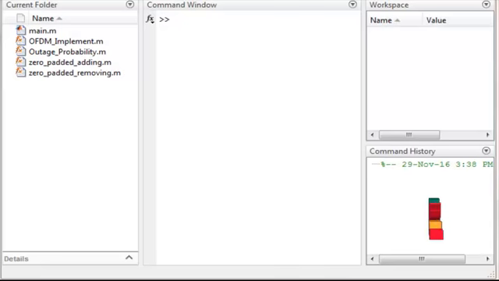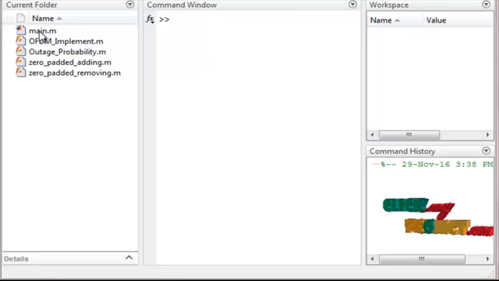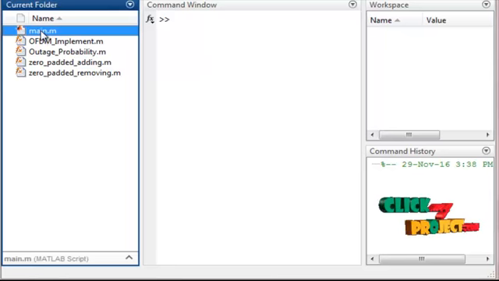Let us discuss the running procedure for the project. Click the main file and then run. The outputs are displayed. These are all the outputs related to our flow diagram.